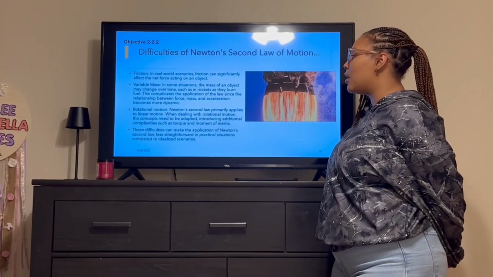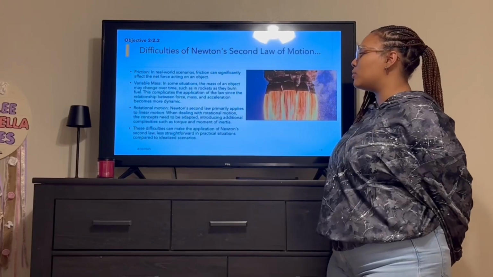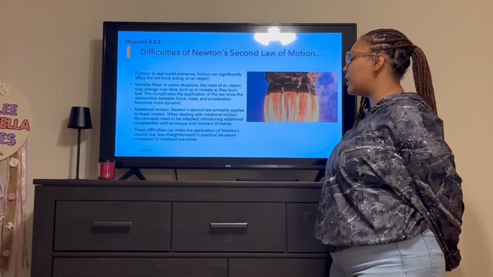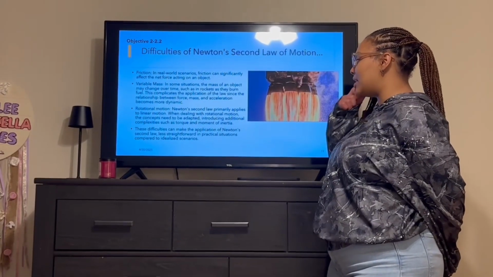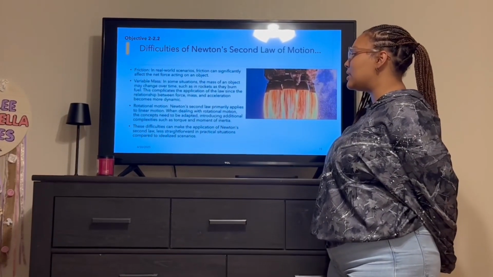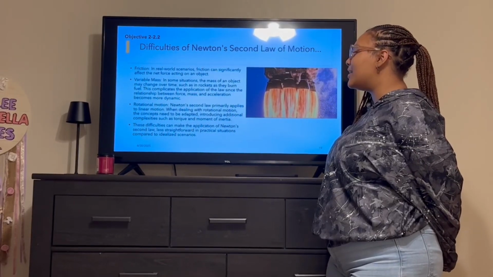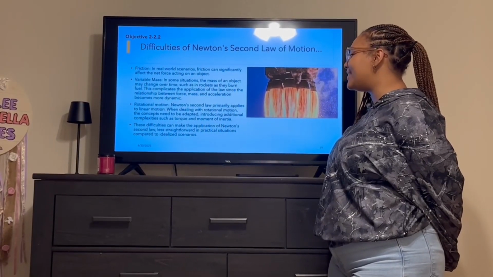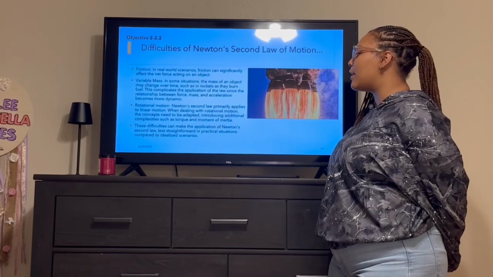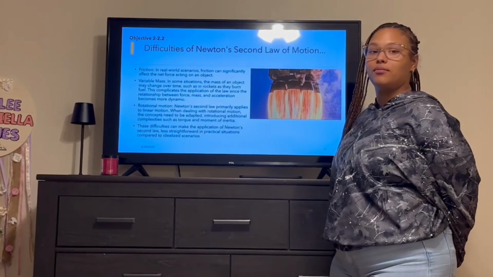Rotational motion. Newton's second law primarily applies to linear motion. When dealing with rotational motion, the concepts need to be adapted, introducing additional complexities such as torque and moment of inertia. These difficulties can make the application of Newton's second law less straightforward in practical situations compared to idealized scenarios.